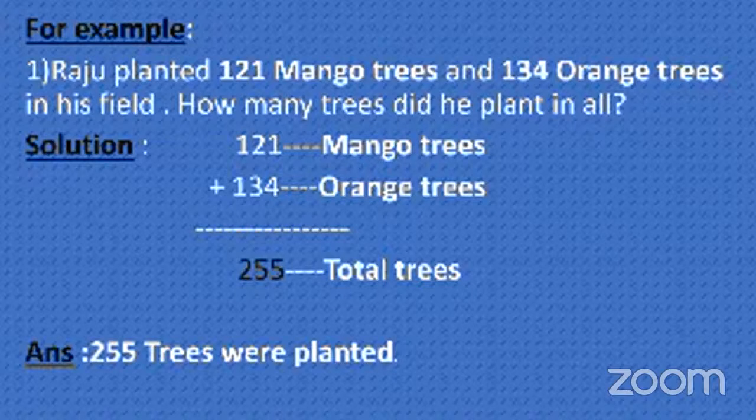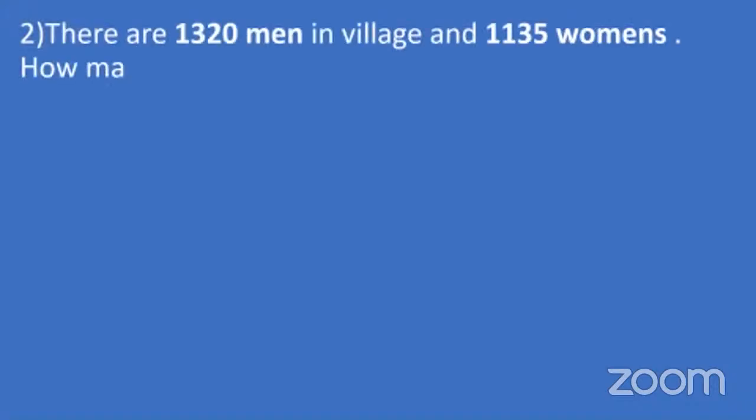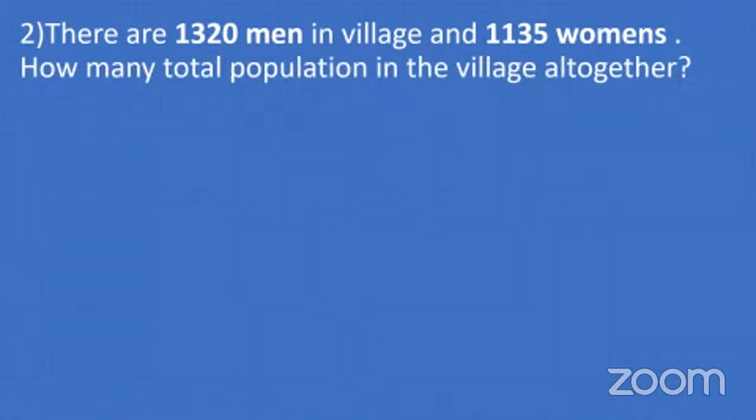One more sum is there. This is also an addition sum. There are 1,320 men in a village and 1,135 women. How many total population in the village altogether? See, altogether is one of the keywords mostly used in addition word problems. So we'll solve that.